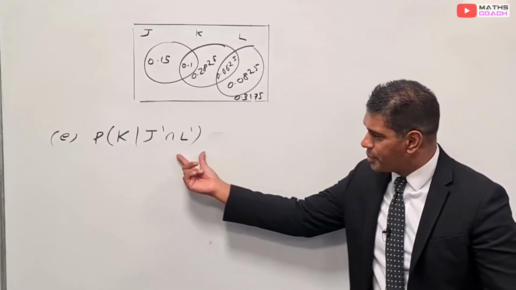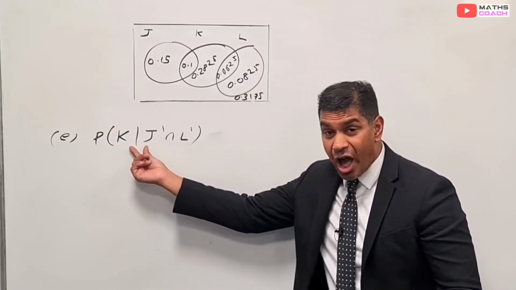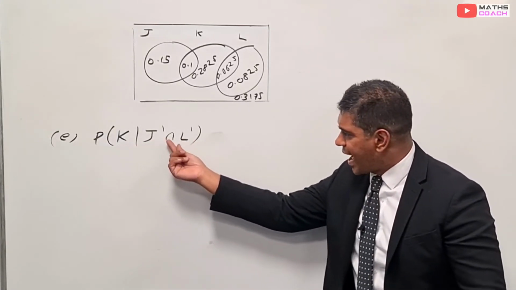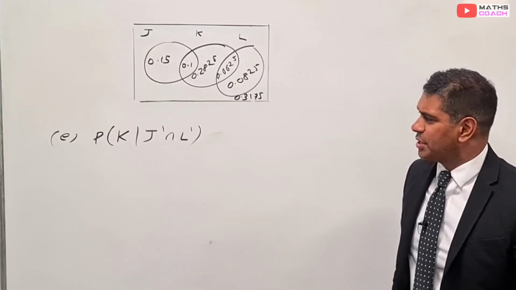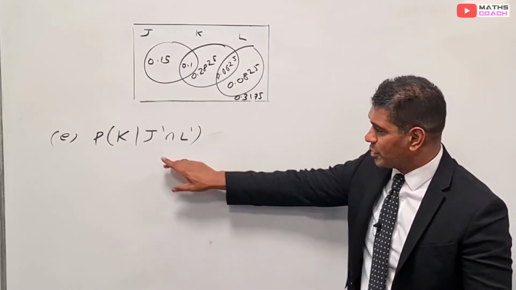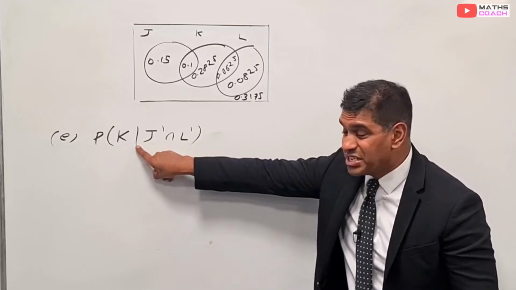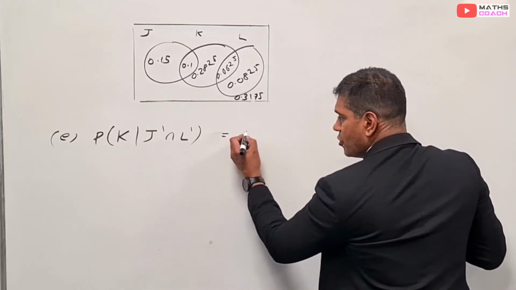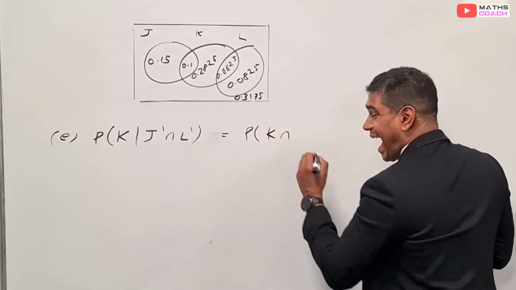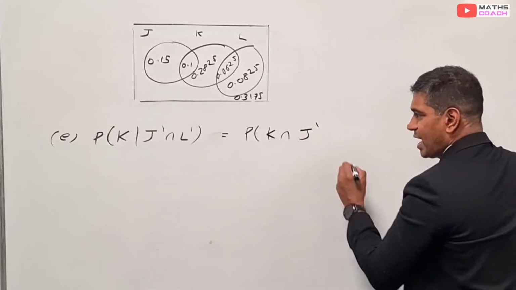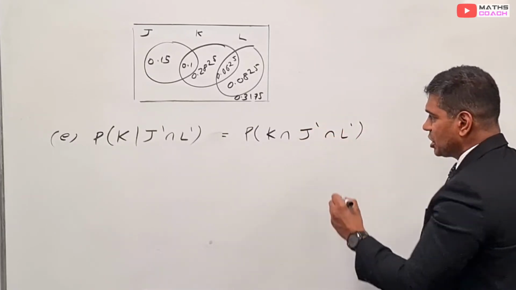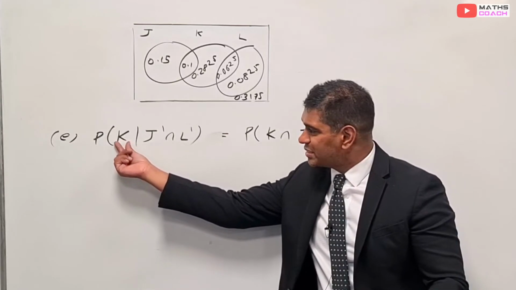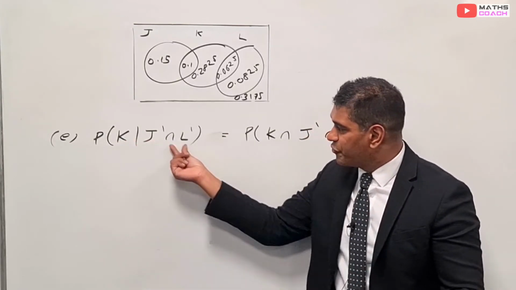So now we're in part E of this question. And this is quite complicated. We have K, the line, which is the condition, J dash and L dash. Now, please don't be afraid of this one. Just think about it and do it slowly. The condition comes first. So we know that that is probability of K and J dash and L dash. So what we've done, we've amalgamated this letter K with an and with these two.